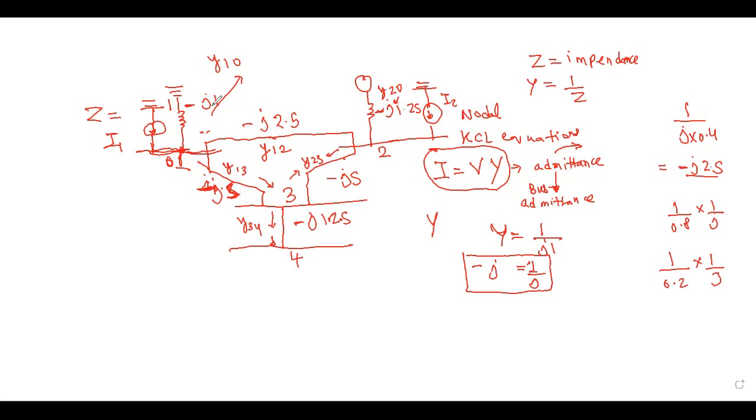Now suppose you have to write the value of current I. According to the KCL equation, I1 is entering and getting inside Y10. In the very beginning I wrote the equation I equals V into Y, right? Normally I is equal to V by Z, which is V into 1 by Z, where 1 by Z is the admittance.